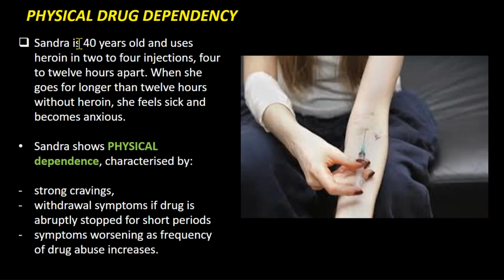So let's look at this other case study. Sandra is 40 years old and uses heroin in 2 to 4 injections 4 to 12 hours apart. When she goes longer than 12 hours without heroin, she feels sick and becomes anxious. In this case here, she's showing physical dependence. This is characterized by very strong cravings, strong withdrawal symptoms if the drug is abruptly stopped or reduced for short periods of time, and the symptoms would worsen as the frequency of drug abuse increases.